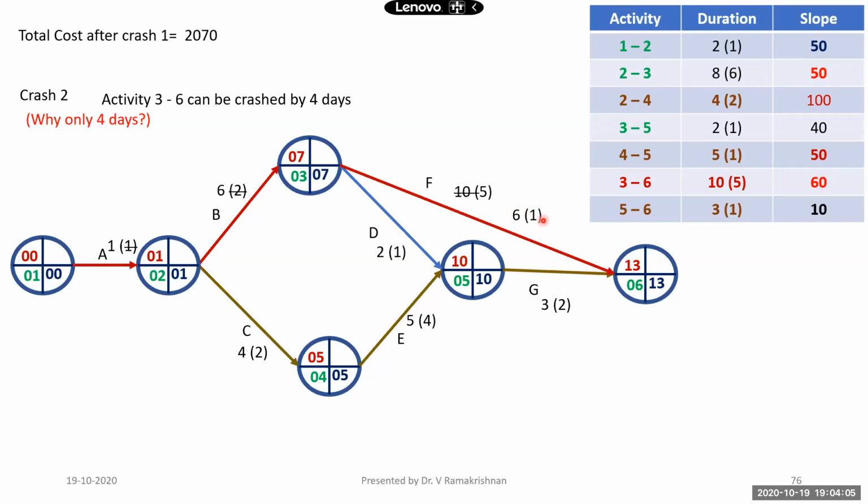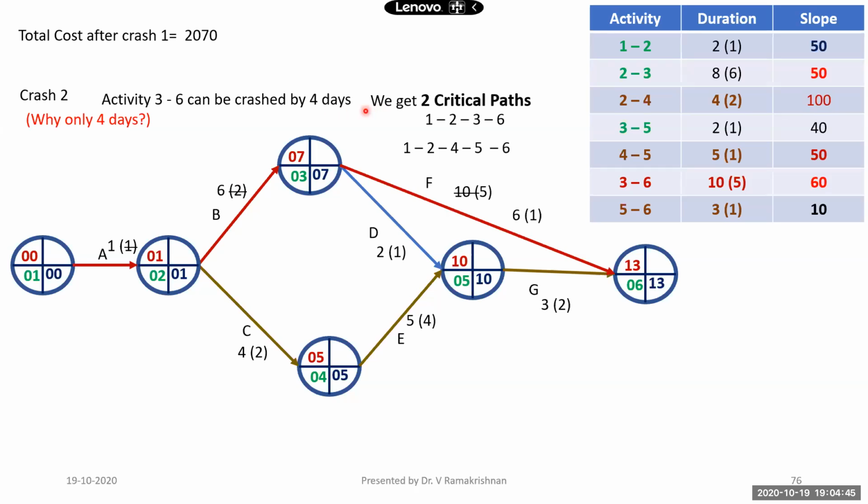Why not 5 days? Why only 4 days? Please note that if I crash it by 4 days, that is 10 to 6, the total duration comes out to 13, and the total duration for this path also is 13. That means there are two critical paths. Therefore, if I have to reduce it by one more day, then I have to reduce any one of these activities in this critical path also by one more day. Therefore, I cannot reduce this alone by one further day, right? Therefore, now 4 days I can reduce this activity alone. Therefore, I am reducing it by 4 days.